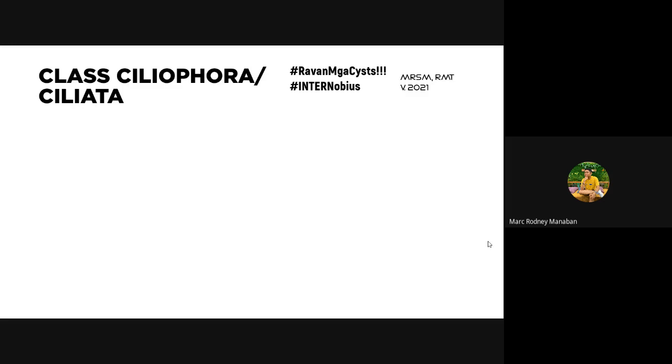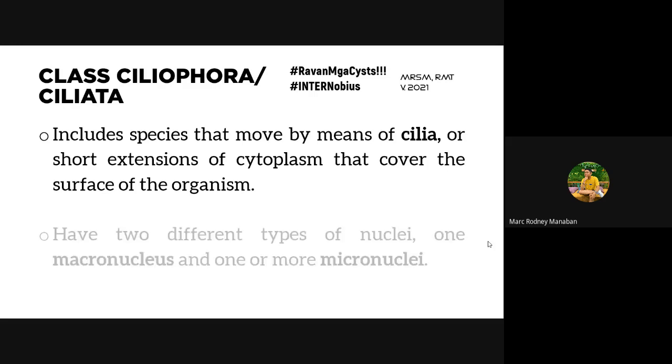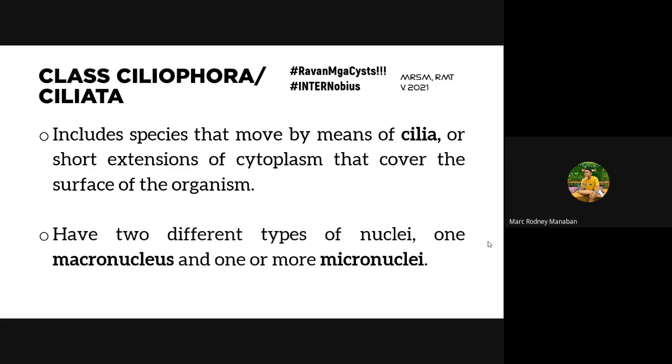Now the last subphylum is of course subphylum Ciliophora, Ciliata. So these organisms of course contain cilia, which are their locomotory organelles. This is what they use to move. These are short extensions of the cytoplasm that cover the surface of the organism. These organisms also possess two nuclei, a large macronucleus and one or more small micronuclei.